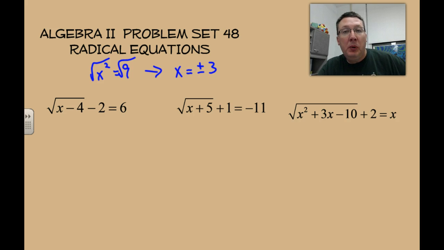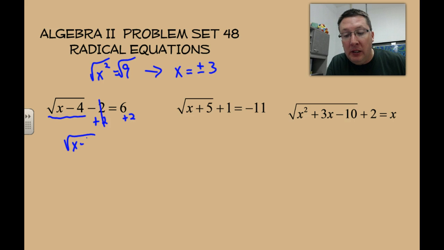Now, to solve these problems, the process is very simple. First thing we're going to do is we're going to isolate the radical, which means we're going to get that square root by itself. To do that, follow your normal operations for solving equations, and that minus 2, to get rid of that, we're going to add 2 to both sides. So now we have the square root of x minus 4 equals 8. So the square root of some number or something equals 8.